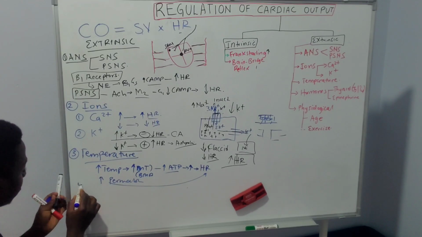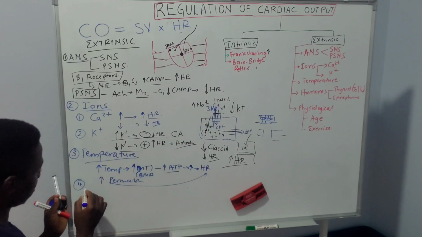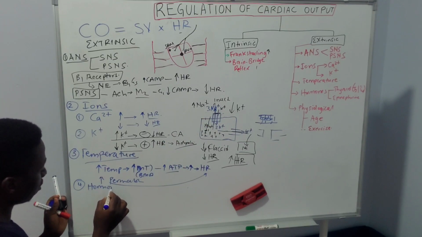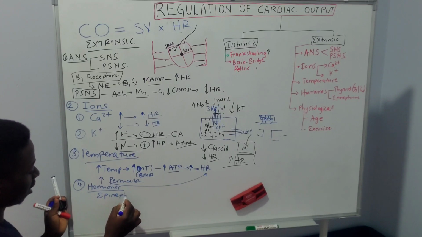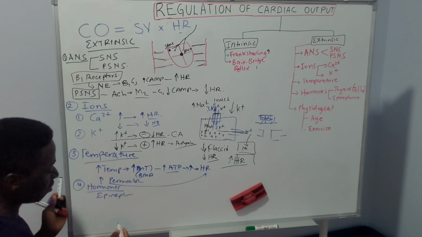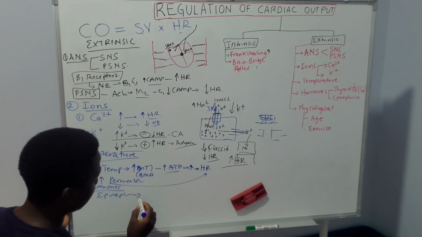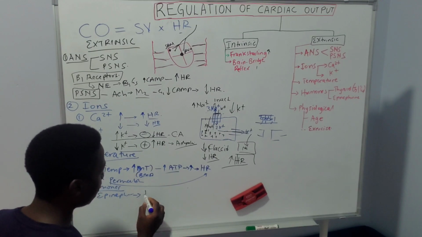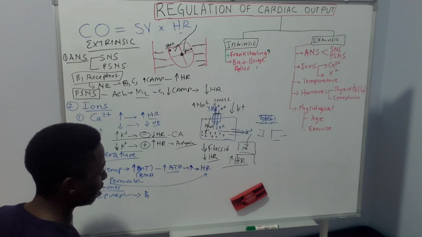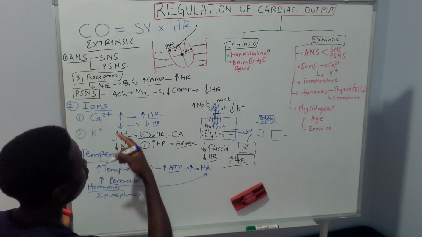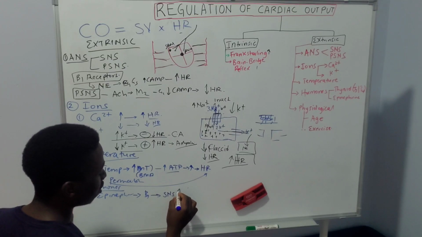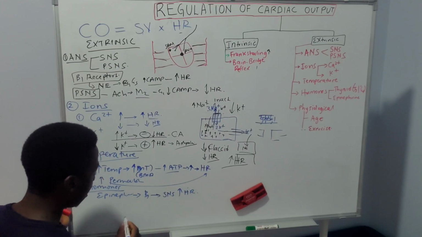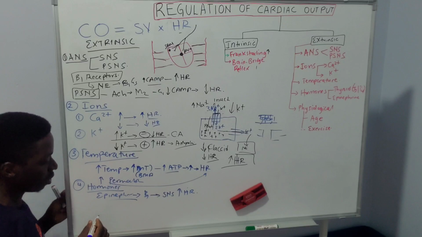Then when you look at the hormones, we have epinephrine. Epinephrine, what does it do? When it binds to the beta-1 receptors within the heart, obviously it's also going to work to give a sympathetic nervous system effect, which is to increase the heart rate. And epinephrine is produced from the adrenal medulla.